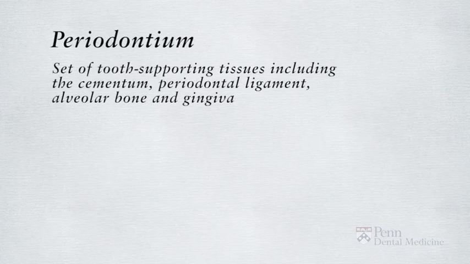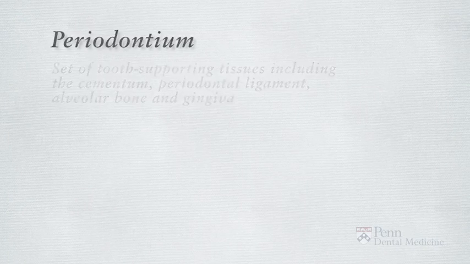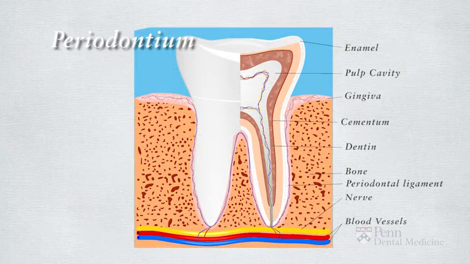Hello, in this section we're going to discuss the form and function of the periodontium. Periodontium is defined as a set of supporting tissues, including the cementum, periodontal ligament, alveolar bone, and gingiva. In this image, we can visualize these structures in place.